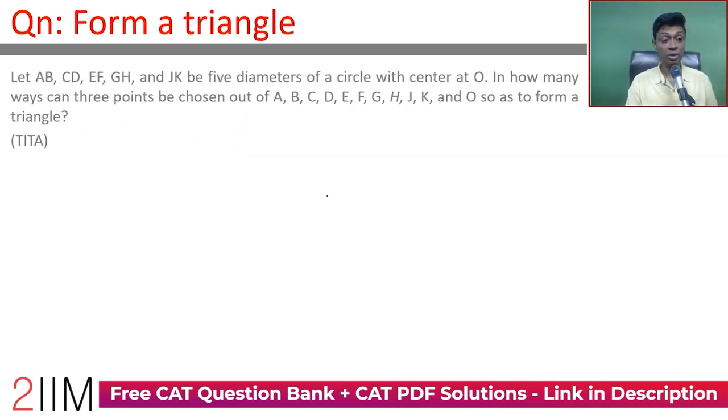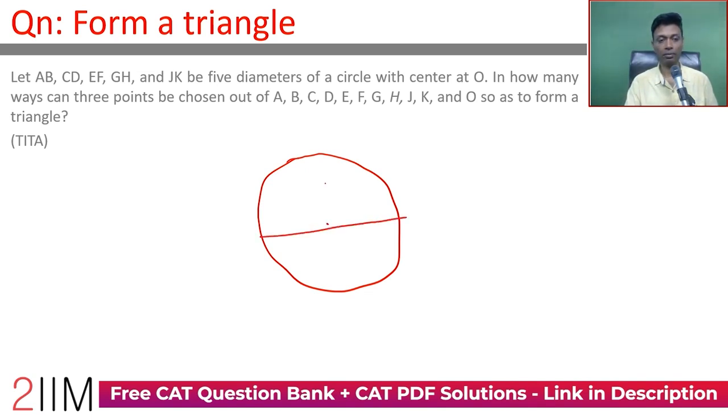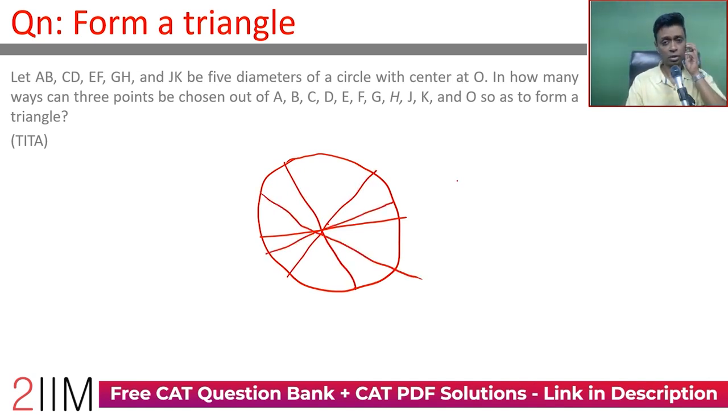Done. A, B, C, D, E, F, G, H, J, K are the ends of 5 diameters of a circle with center at O. In how many ways can 3 points be chosen out of A, B, C, D, E, F, G, H, J, K and O so as to form a triangle?